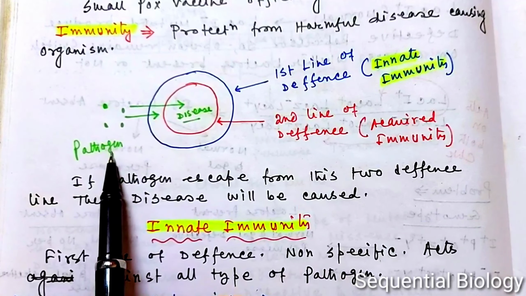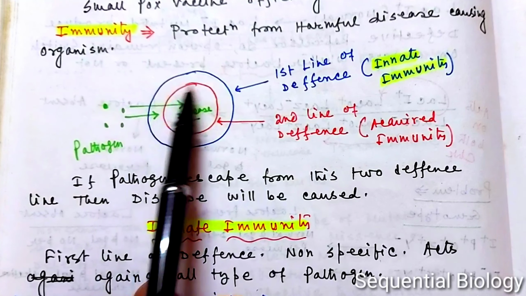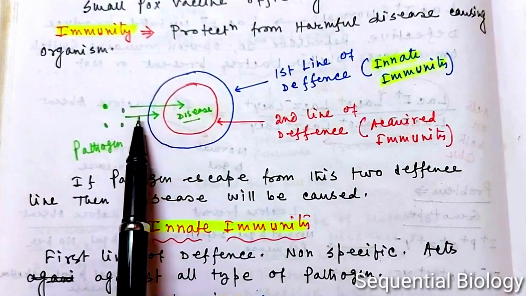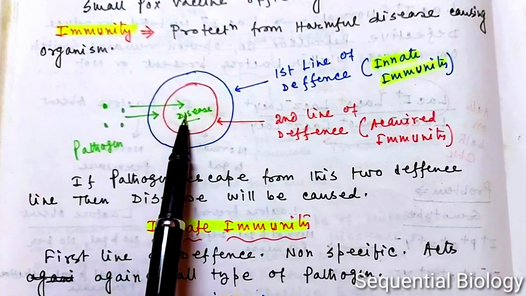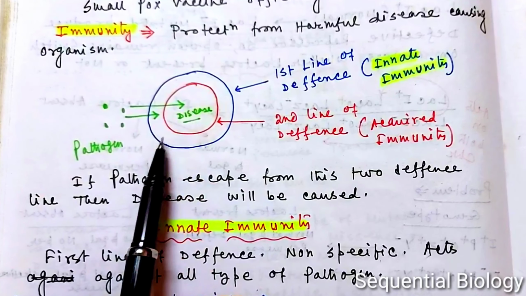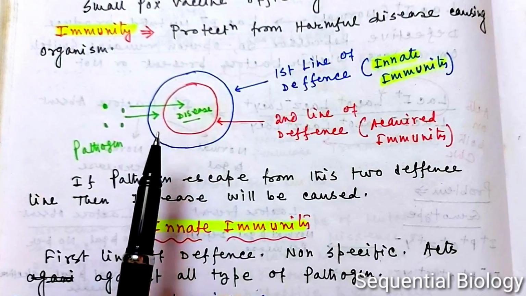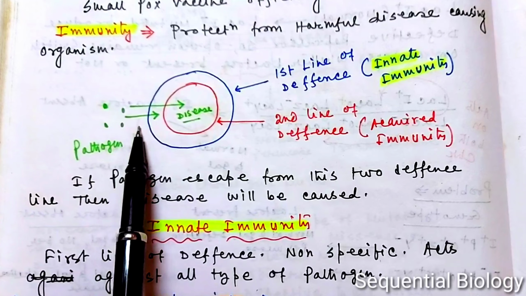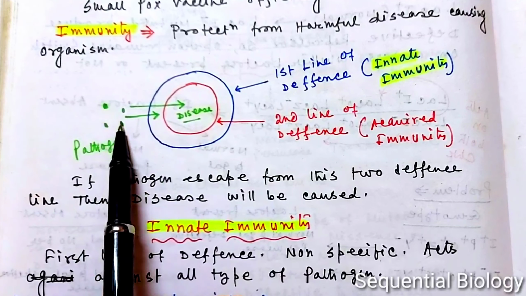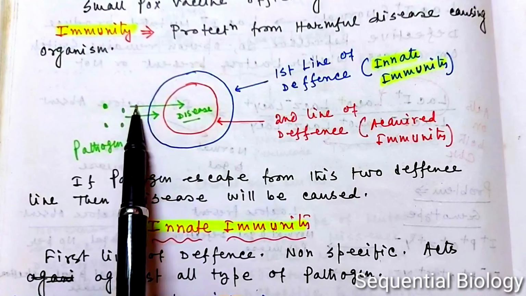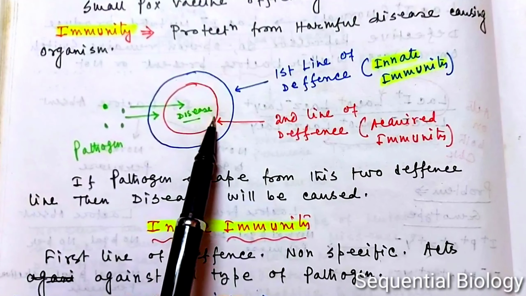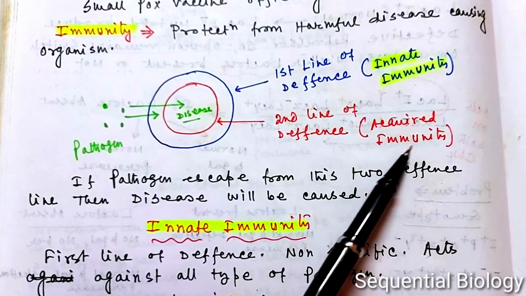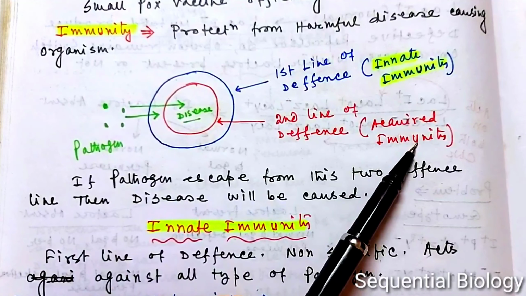Many pathogens or harmful organisms die in this first line of defense, that is, they cannot enter our body because they cannot cross it. In these classes we will discuss which mechanisms help us prevent the entry of these pathogenic microorganisms. If they cross the first line of defense, they are exposed to the second line of defense, which is called acquired immunity. In the next classes we will discuss the second line of defense, or acquired immunity.